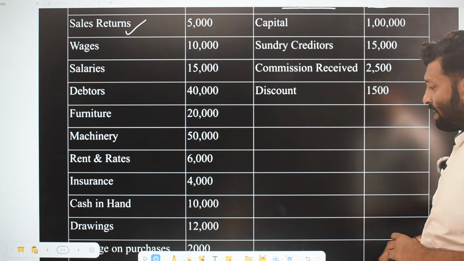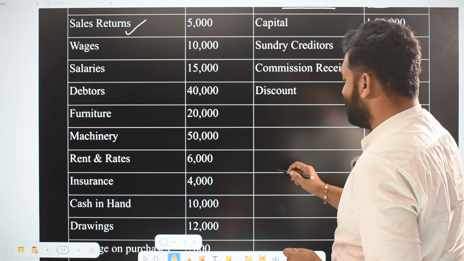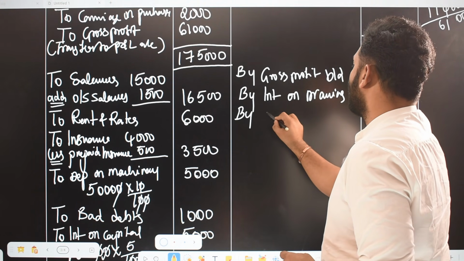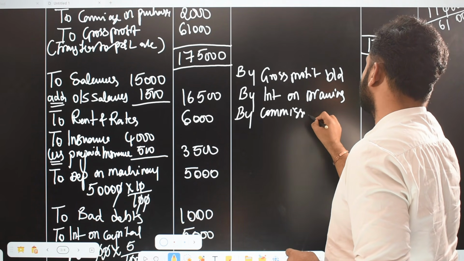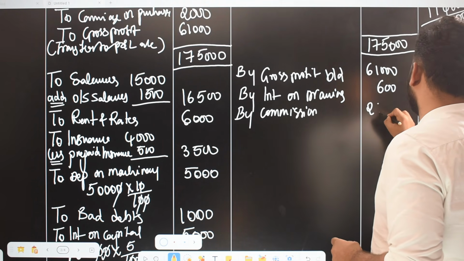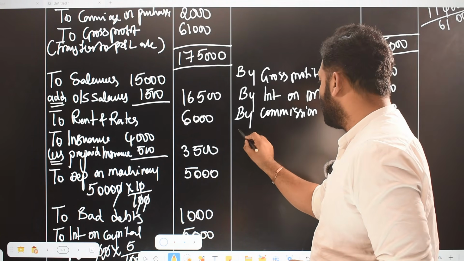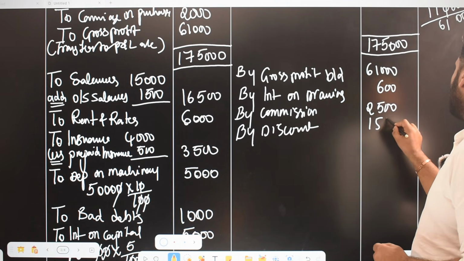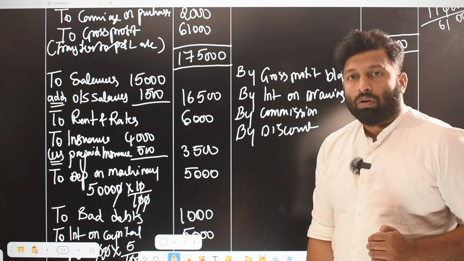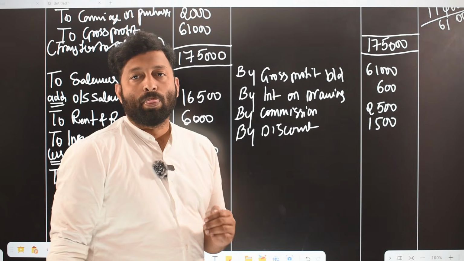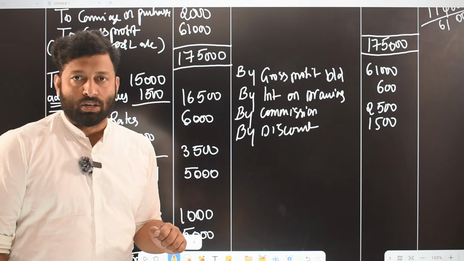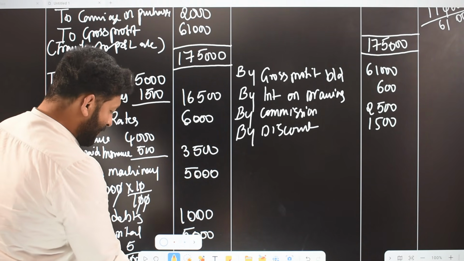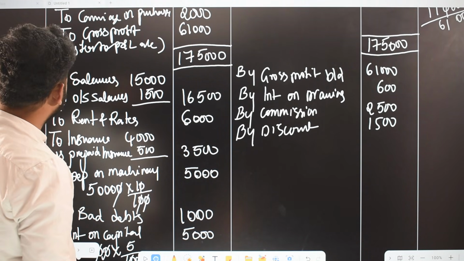Commission received 2,500. By commission, 2,500. By discount, 1,500. So we're done with all the items of the trial balance in the profit and loss account and trading account. Now find out the net profit or net loss. Understood? Now calculate and find out the net profit or net loss.